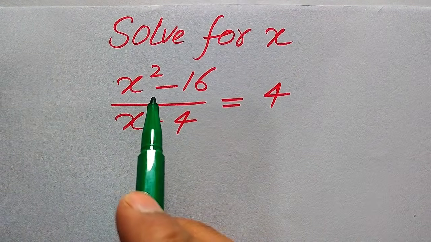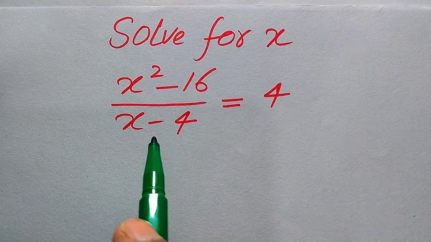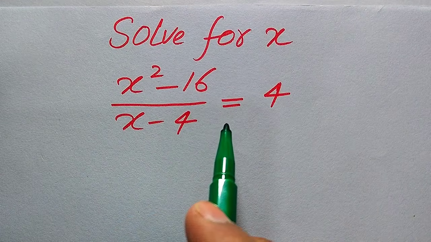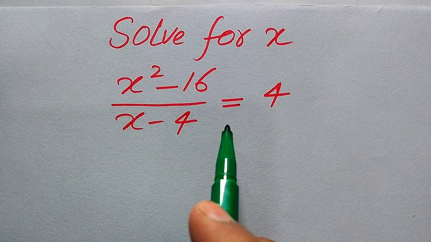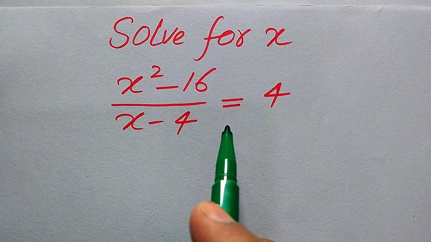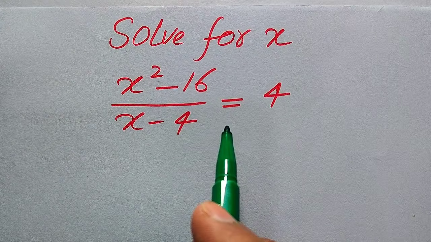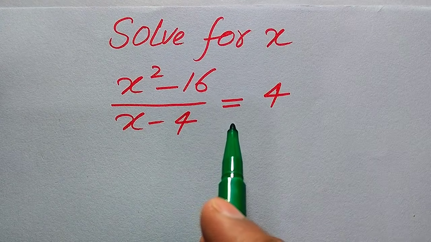So here we have (x² − 16)/(x − 4) = 4, and we solve this problem for all the values of x. First we need to find all the roots of this equation, and at the last we will verify which of the roots are solutions and which of the roots are extraneous roots.